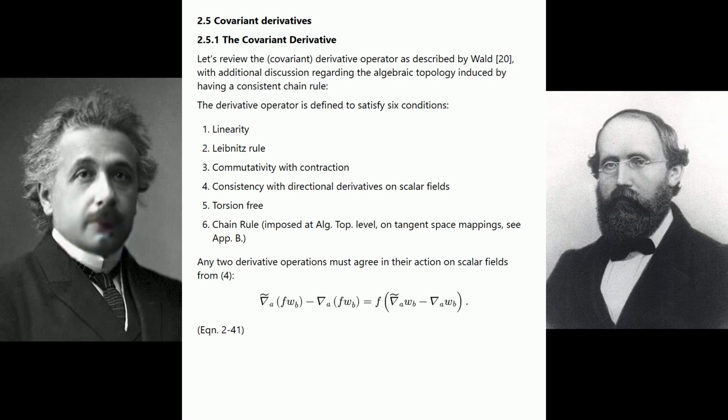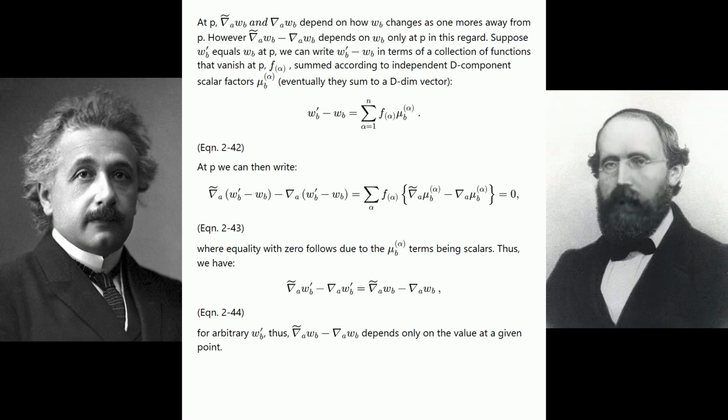See equation 2-41. At P, gradient tilde sub A W sub B and gradient sub A W sub B depend on how W sub B changes as one moves away from P. However, gradient tilde sub A W sub B minus gradient sub A W sub B depends on W sub B only at P in this regard. Suppose W sub B prime equals W sub B at P.